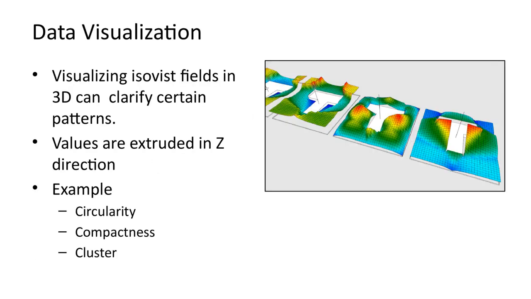The Isovist fields can also be extruded in the Z direction. This generates an Isovist surface, where the height of the surface is proportional to the value. This can help to highlight certain patterns.